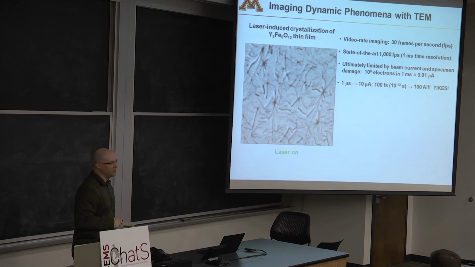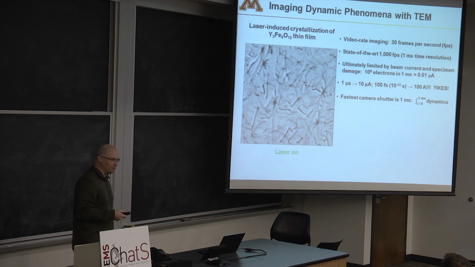I want to get down to, let's say, 100 femtoseconds, 10 to the minus 13 seconds, 100 amps. This thing's cooked. It's gone. You have nothing left. It's done, right? You've completely sputtered everything. Your specimen is dead, right? There is no way. Yikes. This will do serious damage. Well, so that's a problem. So what do we do about this?